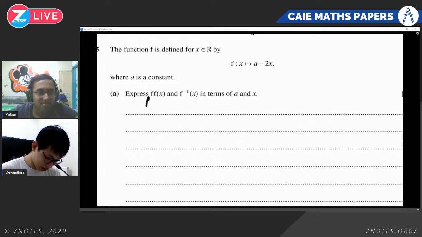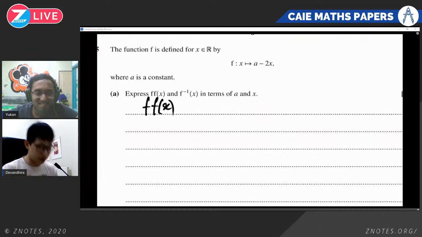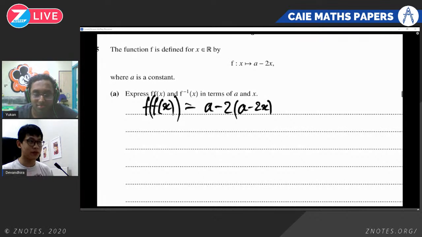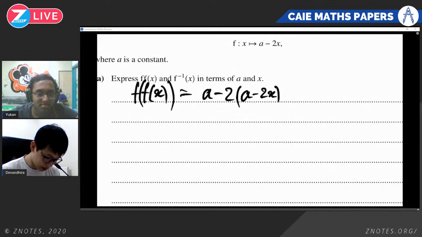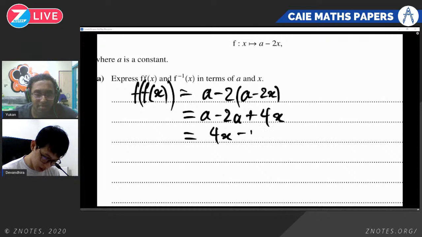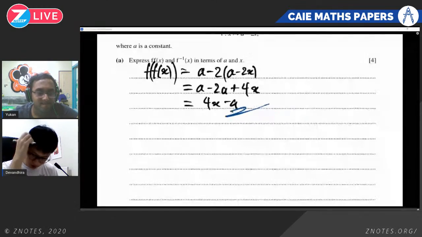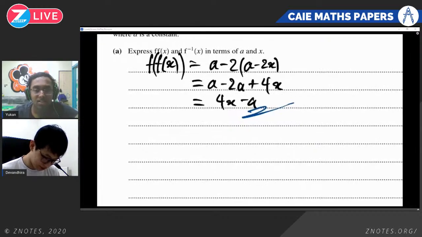So let's find f of f of x first. This basically means that you have to put f of x in itself, or I can just put a bracket here. Maybe that makes more sense. So we have a minus 2 multiplied by f of x again, which is a minus 2x, right? Then we can simplify this. A minus 2a plus 4x. That's just 4x minus a. That's simple, right?